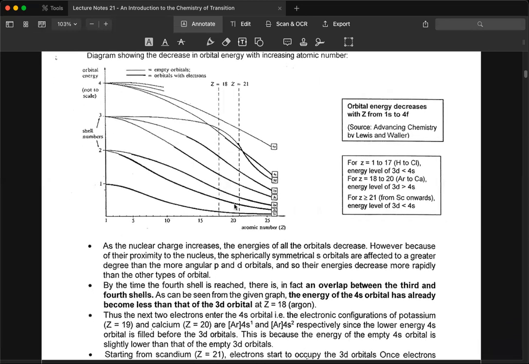Now, as the nuclear charge increases across a period, the energy of the orbitals actually decreases. However, because of their proximity to the nucleus, the spherically symmetrical s orbitals are actually affected to a greater degree than the more angular p and d orbitals. So their energy decreases more rapidly than the other types of orbitals. So we will notice a more obvious change for the s orbitals compared to the d and p orbitals.